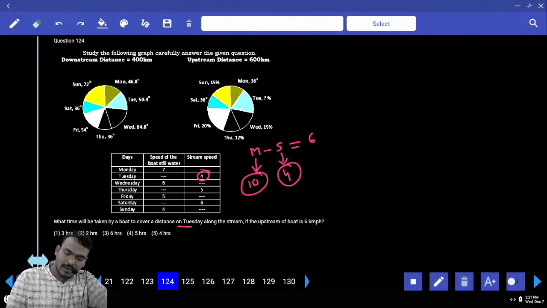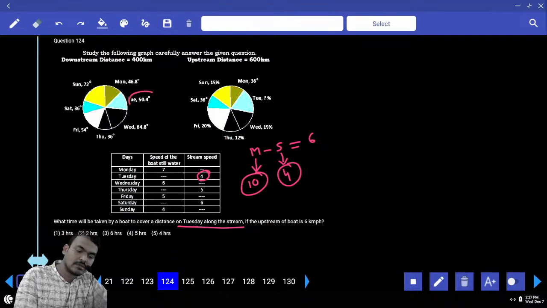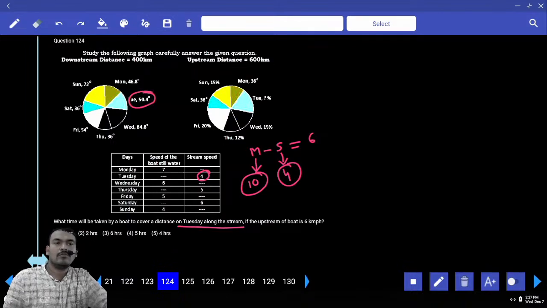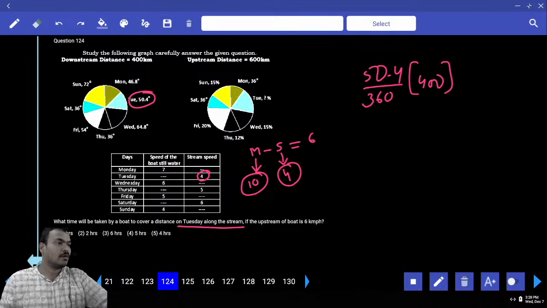On Tuesday, along the stream or against the stream? Along the stream means downstream or upstream? Downstream. On which day? Tuesday. Tuesday is how many degrees? 50.4 degrees. First degrees are converted to 50.4 divided by 360. What is the total distance given? 400, or not? 50.4 by 360 into 400, we get the distance on Tuesday, or not?